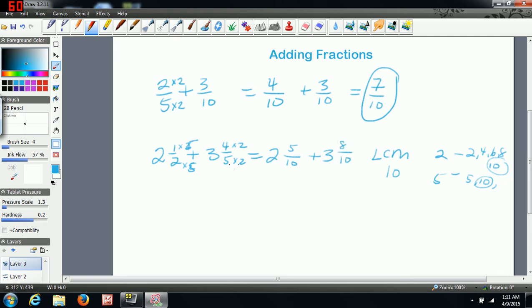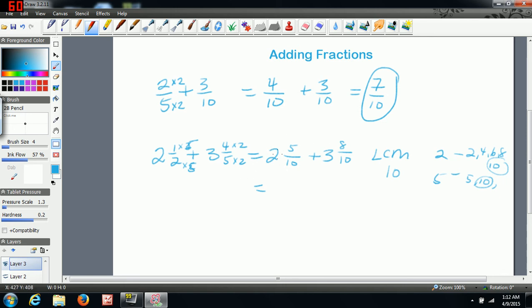And that is because we want the bottom to be 10. And whatever we do to the bottom of the fraction, we have to do the same thing to the top. Okay, so we're not actually changing the fractions, we're rewriting the fractions. Now that we have the fractions with the same denominator, we can go ahead and add these up.